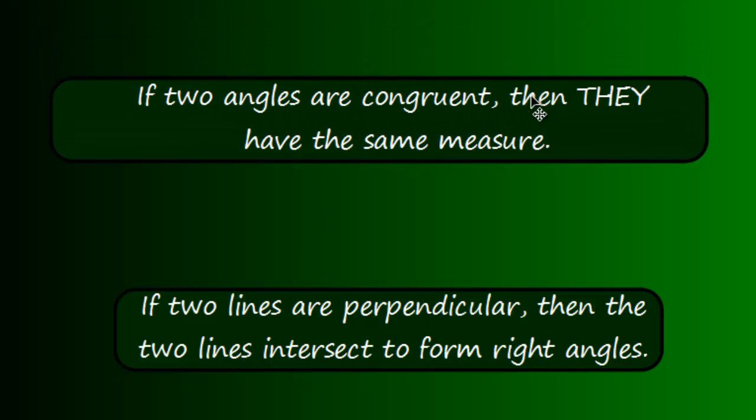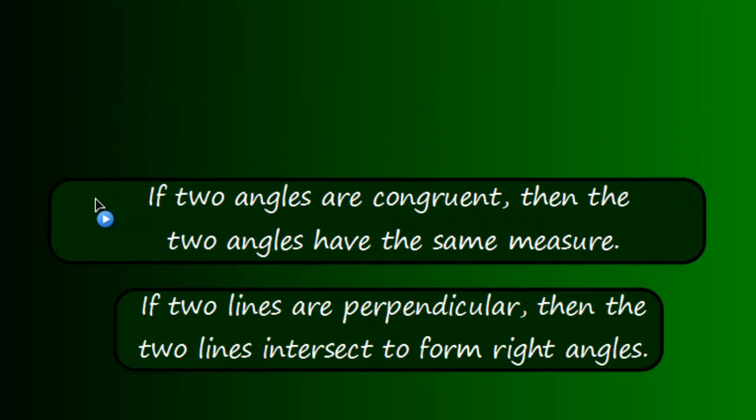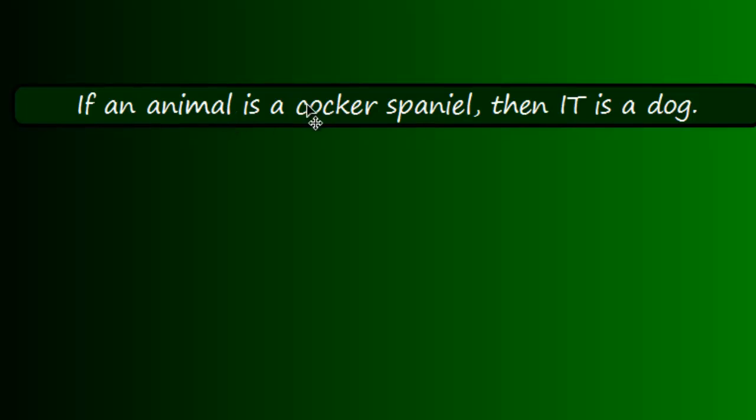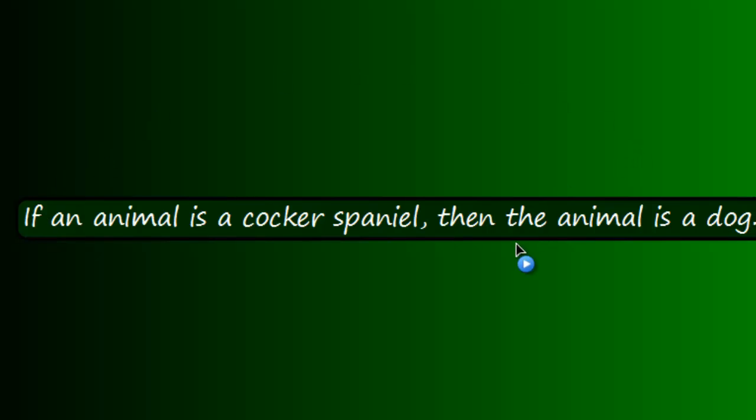Here, if two angles are congruent, then they have the same measure. Well, what are we thinking about when we say they? Well, we go back to the subject. It's the two angles that have the same measure. So again, instead of using they, use the phrase the two angles. All right. If an animal is a Cocker Spaniel, then it is a dog. What are you thinking about when you're saying the word it? Well, you're going back to the subject, the animal. So again, instead of using the word it, use the phrase the animal.